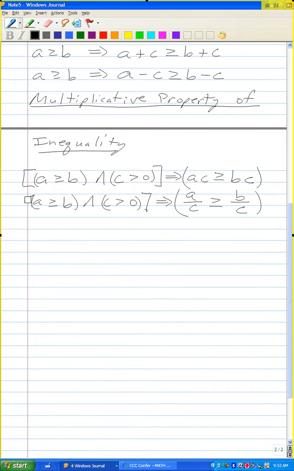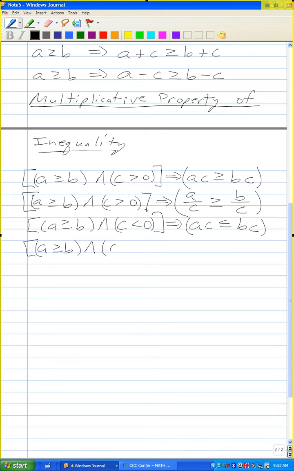However, if I multiply both sides of my inequality by a negative constant, then my inequality will switch. And if I divide both sides of my inequality by the same negative constant, then my inequality will switch. So it is preferable not to multiply or divide by negative constants.